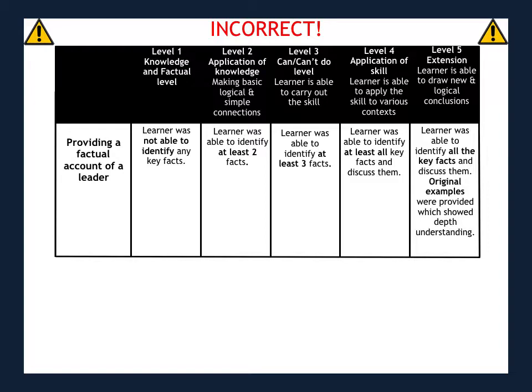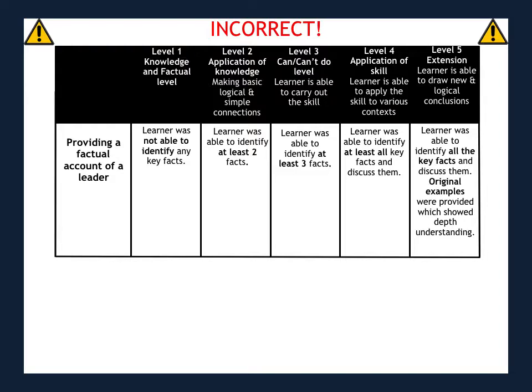Now, if you have a look, the first one is learner was not able to identify any key facts. Second level, learner was able to identify 2 facts. Level 3, can or can't, learner was able to identify at least 3 facts. Level 4, learner was able to identify at least all key facts and discuss them. Level 5, learner was able to identify all key facts and discuss them. Original examples were provided and showed the depth understanding.